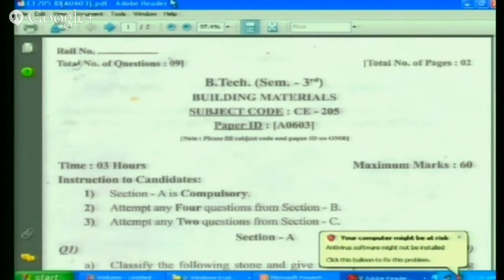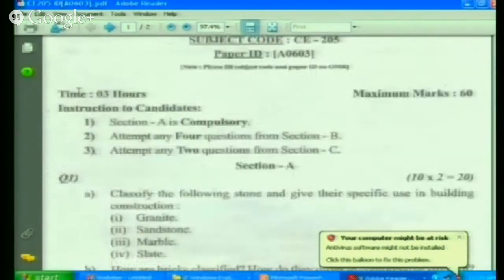Building material, the subject is given, the subject code is given, and the paper ID, which is not required for the student, has also been given. That is actually not required, but yes, paper ID on OMR, if you use that, then only it is required. Then the total time is written. Maximum marks are also indicated.